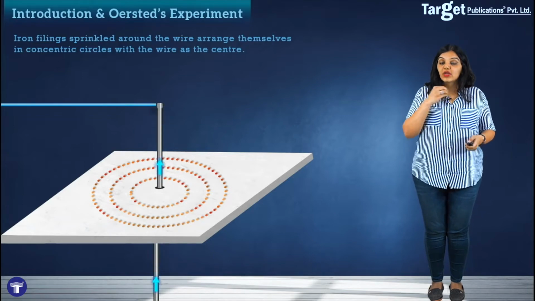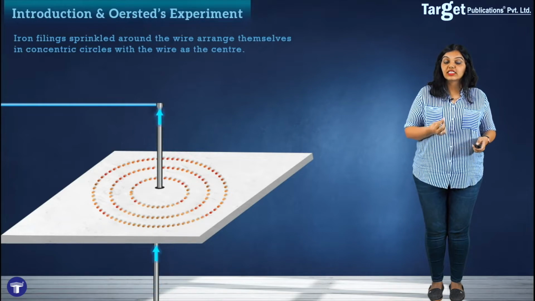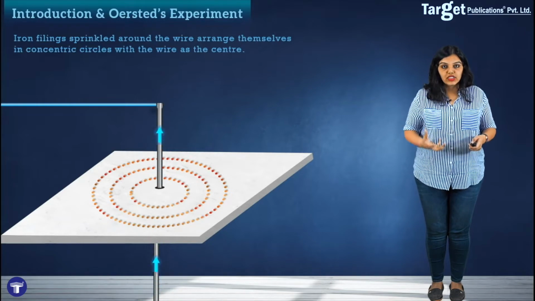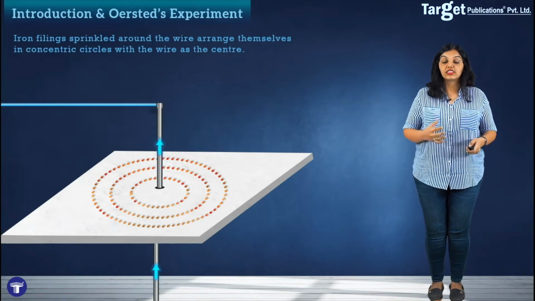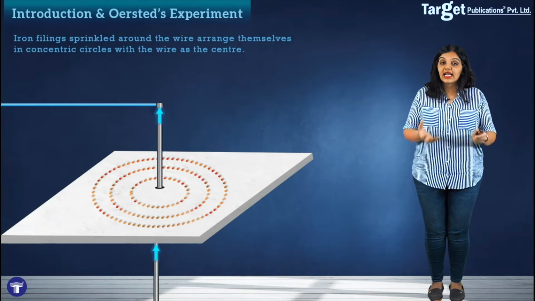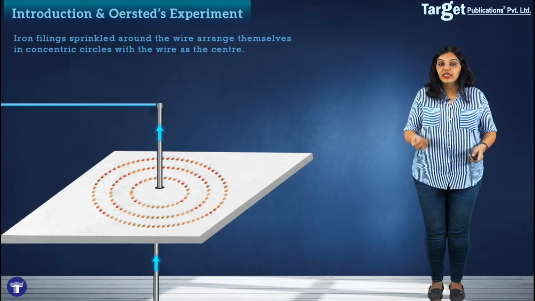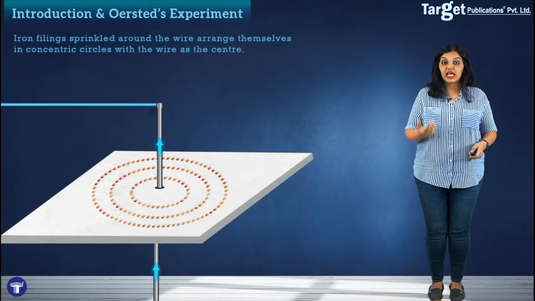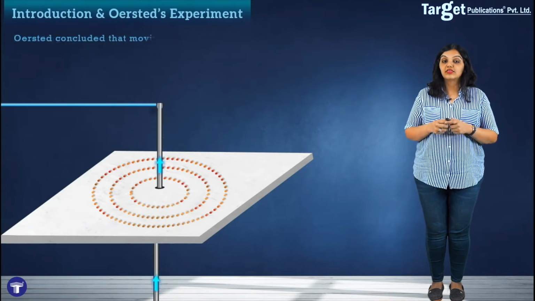So this is what Oersted saw as well. Oersted saw that when he sprinkled iron filings around a straight current carrying conductor, they arranged themselves in concentric circles with the wire at the center. And these concentric circles are exactly the picture of the magnetic field. These are the magnetic field lines of a straight current carrying conductor.